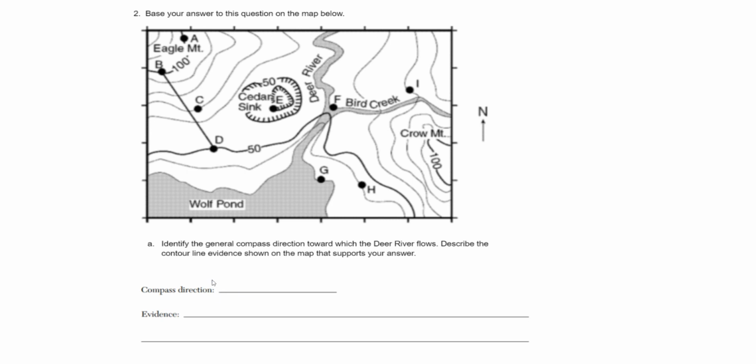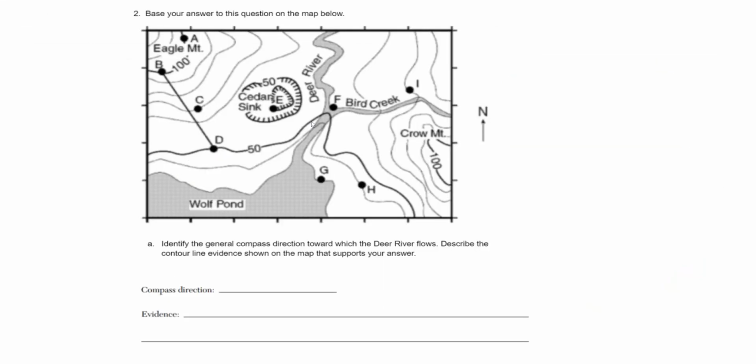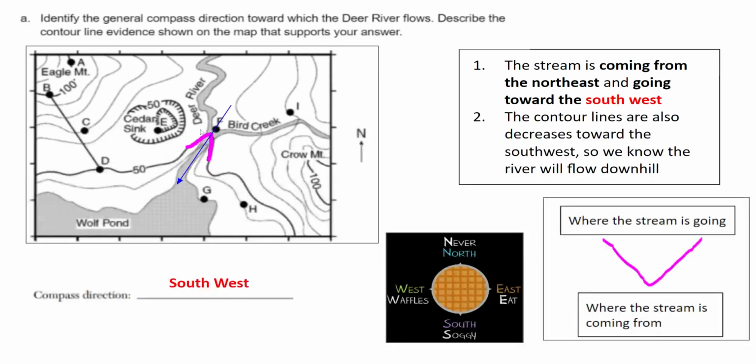So first, we're going to try to find the compass direction, and to do that, let's look for this V shape that the contour line creates as the rivers pass through it. And this V shape right here will show us which way the river is going and which way it's coming from. Remember, the pointy part of the V shape is where the stream is coming from. So in this case, this area is where the stream is coming from. And the opening part of the V is where the stream is going. So here, this is where the stream is going. So in this case, the river is actually flowing kind of like this towards the southwest, right?